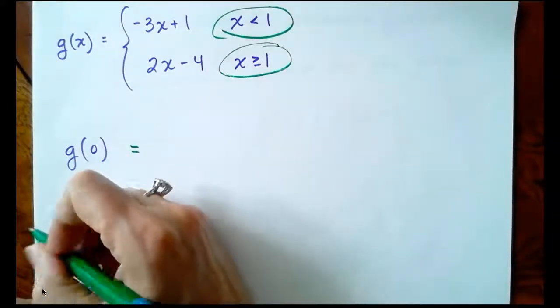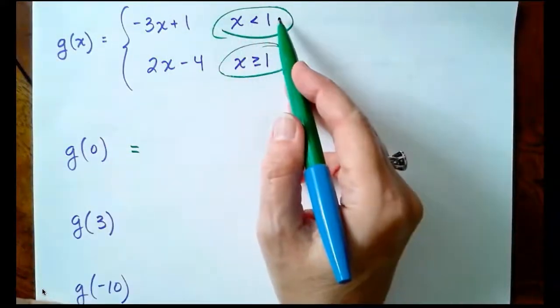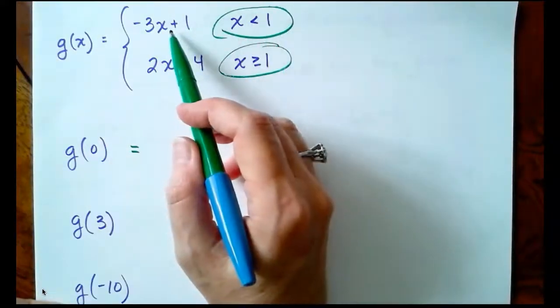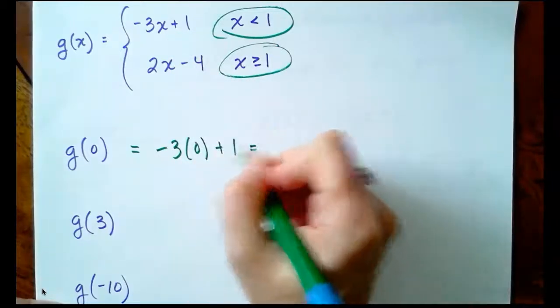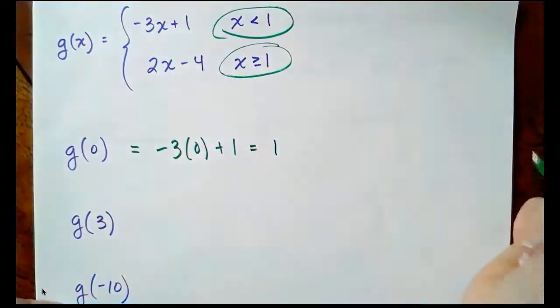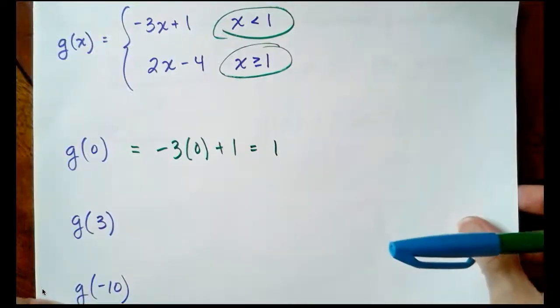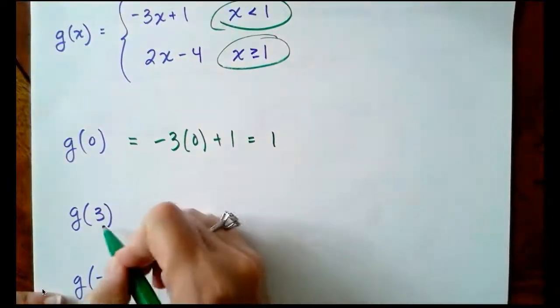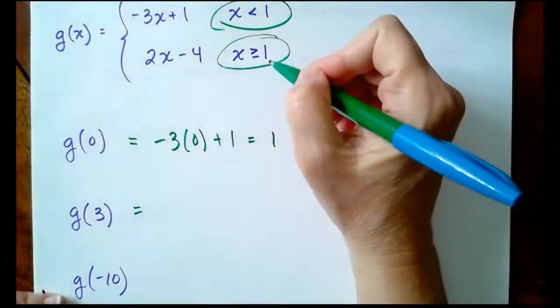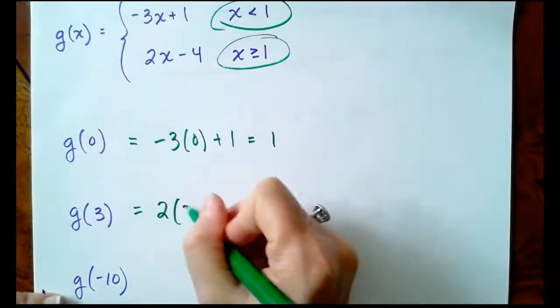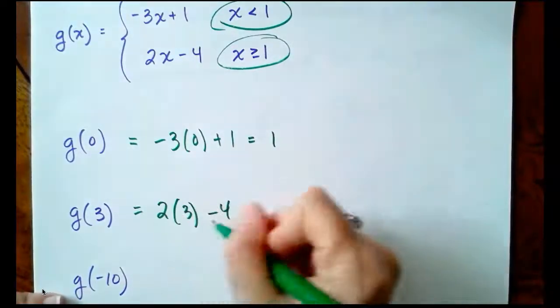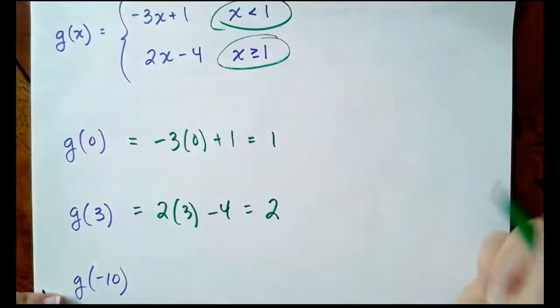So what is g of 0? g of 0 falls into the first interval, therefore we're going to use the first piece of the function. So negative 3 times 0 plus 1, that is 0 plus 1, that is 1. So g of 0 is 1. Next, g of 3. 3 falls into the second interval. So g of 3 is 2 times 3 minus 4. That's 6 minus 4, that is 2.